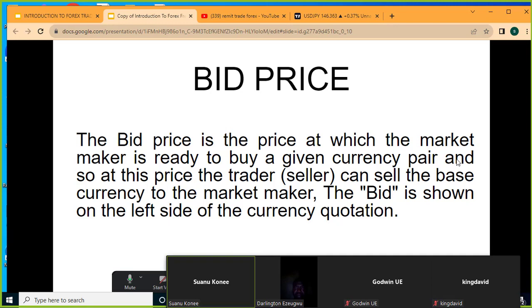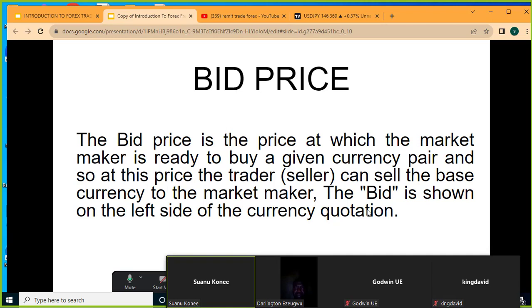Who is the market maker? First of all, the market maker is your broker. The market makers are the bigger players in the market, because originally the forex market is designed in such a way that you and I, who are retail traders, cannot go into the market directly. We have to pass through a middleman, and that middleman is the broker, who is called the market maker. So the bid price is shown on the left hand side of the currency quotation. I will show you in a moment.